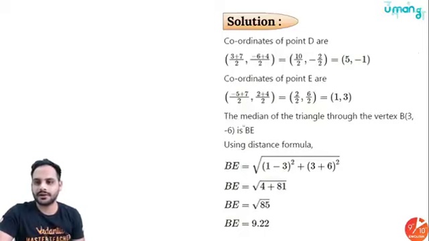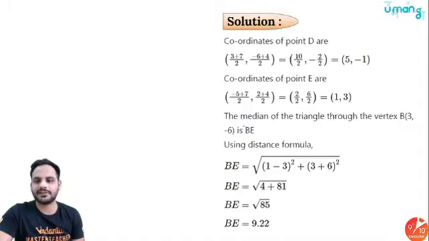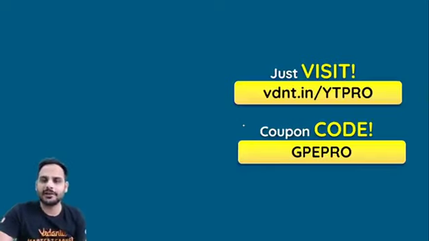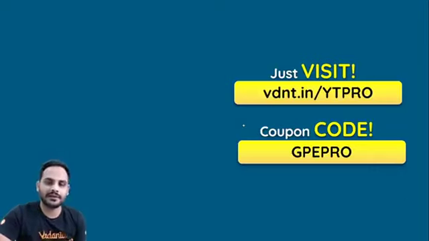Got it? So square root of 85. We only need to find out this BD, no need to go for everything. Correct? Easily we can solve this. Okay, so this is all in today's class. Do practice the part of getting the coordinates, the coordinates of the centroid formula that is there. Do practice that part. That is going to be very helpful for you.